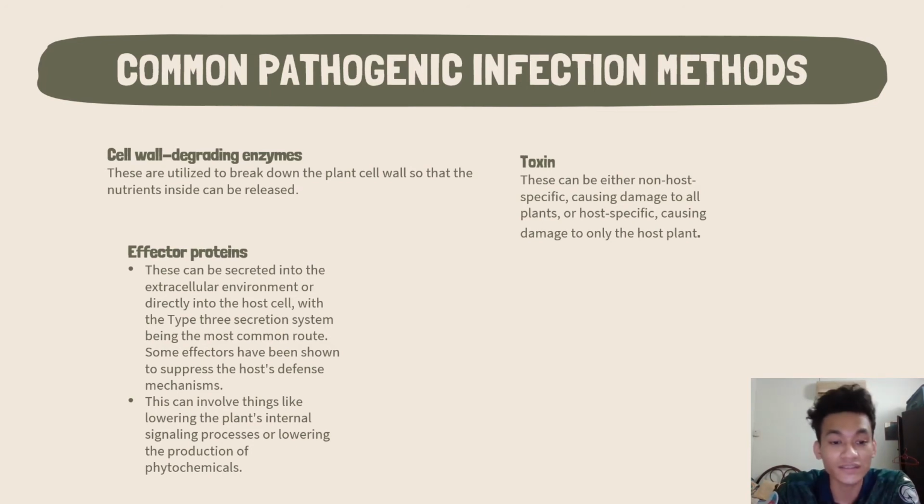The third one is effector proteins. These effector proteins can be secreted into the extracellular environment or directly into the host cell, with the type three secretion system being the most common route. Some of these effectors have been shown to suppress the host defense mechanism. This can involve things like lowering the plant's internal signaling process and or lowering the production of phytochemicals.